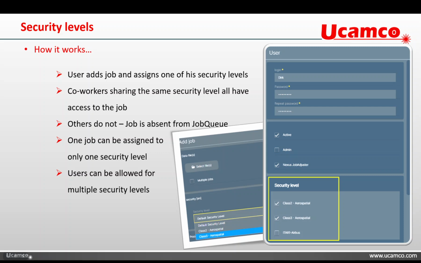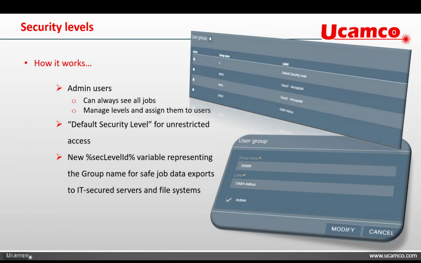The principle is that a job can only have one security level, so to speak, whereas users can have multiple security levels. And that is going to be, as we will see on the next slide, the task of the admin user.